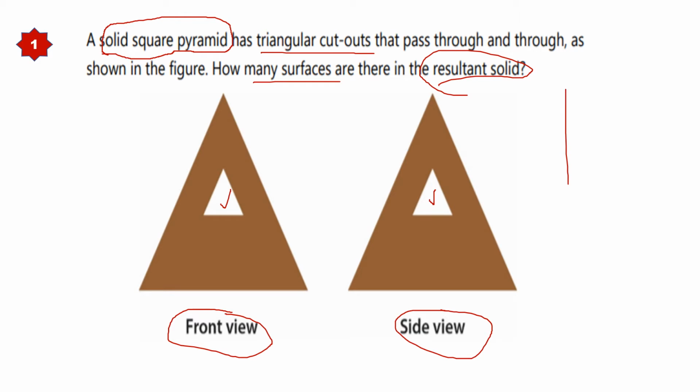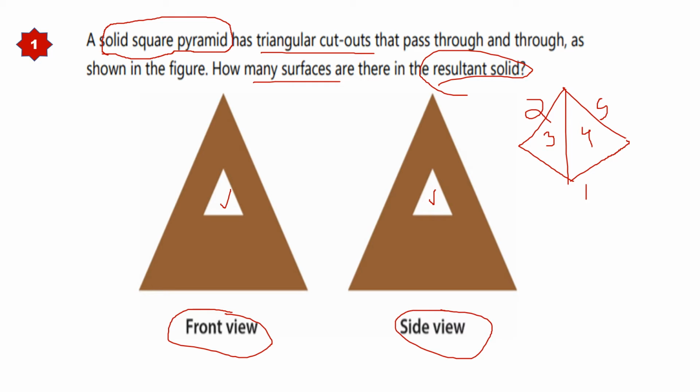We can just imagine a square pyramid like this, right? So how many surfaces will it have? Base 1, then 2, 3, 4, 5. This is the basic number of surfaces it will have if it does not have any particular hole in it. So total 5 surfaces, isn't it?